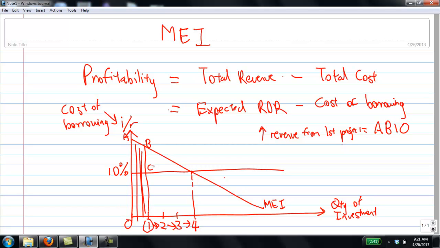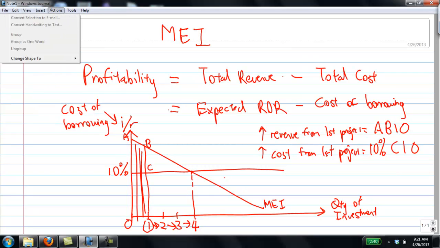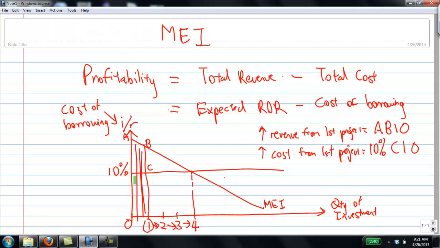So in the graph, the increase in the cost from the first project is basically the area 10%C10. Okay, let me shade the graph to help you understand. Let me see. Highlight. Okay, bright green. Now the area, this green area, which is the area below the, sorry, so ignore the slight green jutting out.